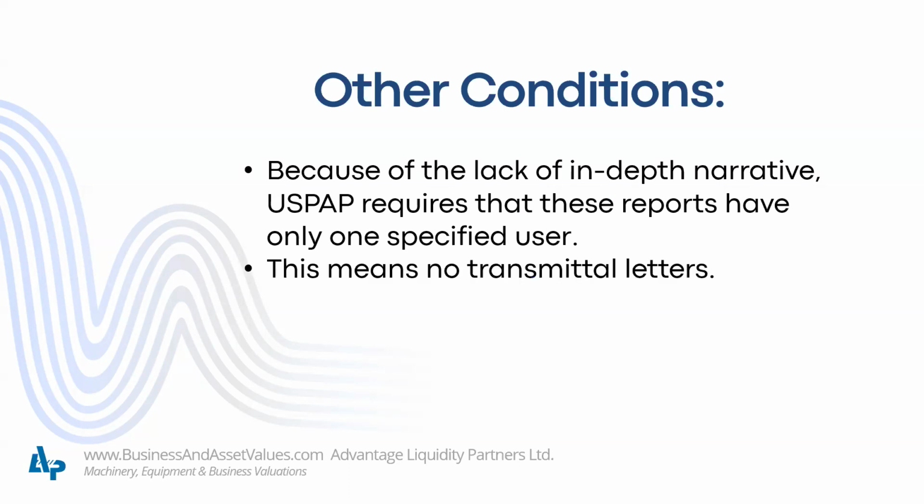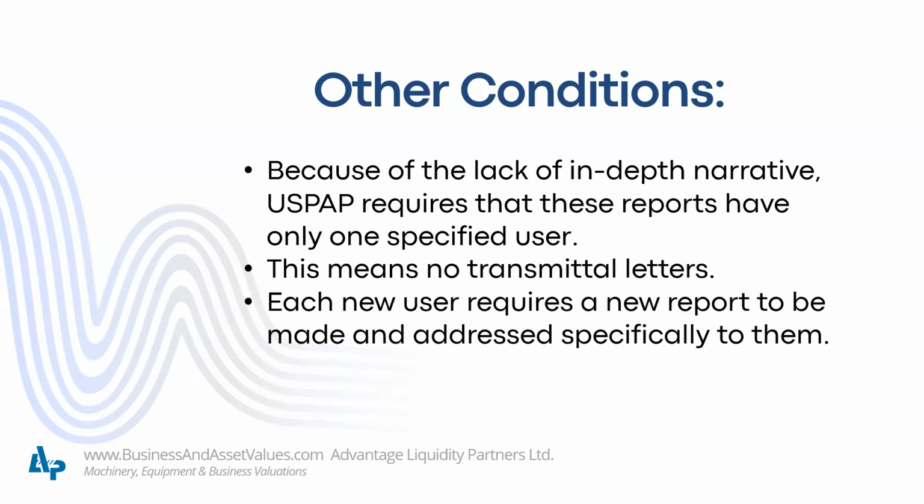What does this mean? Well, it means that there's no such thing as a transmittal letter for machinery and equipment appraisals. So if somebody is getting an appraisal for Bank A, and then they decide, you know what, I want to actually get a loan from Bank B, we cannot issue a transmittal letter to Bank B for them to rely upon our report findings for their decision making. What is the solution? Well, there is a solution. The solution is that we have to create a new report. And so we create a new report, which is specifically written for Bank B.